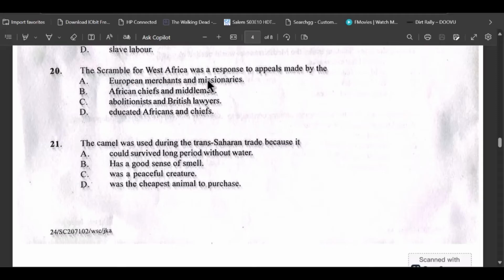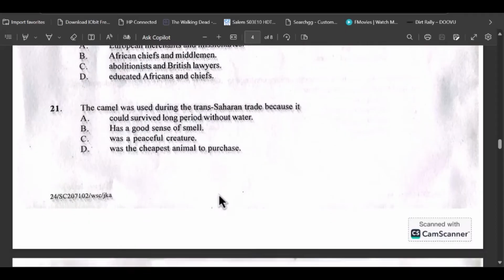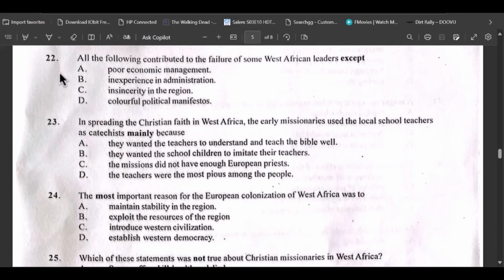20, the scramble for West Africa was a response to appeals made by the. 21, the camel was used during the trans-Saharan trade because it. 22, all the following contributed to the failure of West African leaders except. 23, in spreading the Christian faith in West Africa, the early missionaries used the local school teachers as catechists mainly because.